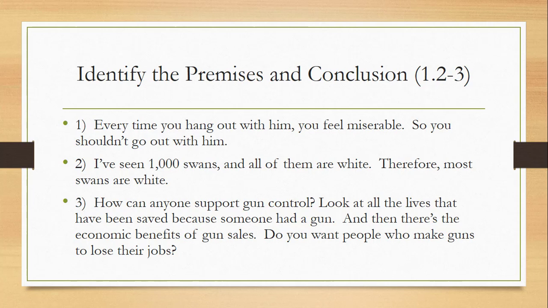Once we've found our conclusion, we just look for those statements that support it. Well, people's lives have been saved because someone had a gun. That's one premise that helps support the conclusion that there should not be gun control. And there's another premise: there are economic benefits to gun sales, such as that it helps people in the gun business keep their jobs. So here we have the conclusion, which in this case is implicit within the first question.